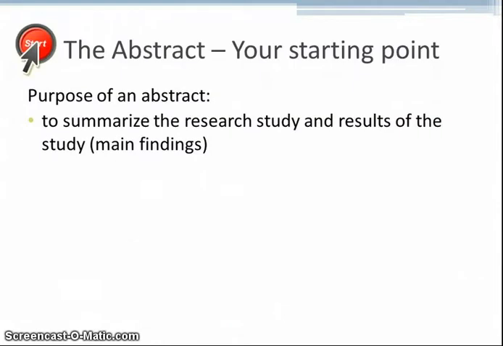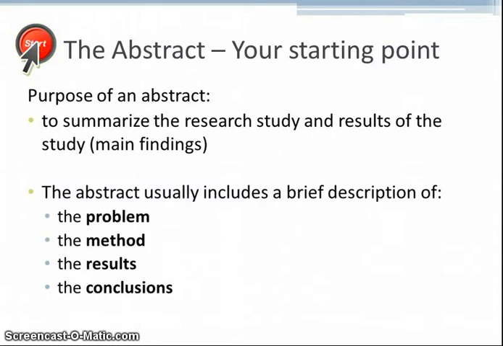So let's start with the abstract. It is your starting point. The purpose of the abstract is to summarize the research study and the results of the study. And the reason it's there is because we're very busy people, and we don't have time to read a whole article that can be 5, 50, 100, 200 pages. So after a writer writes an article, he sits down in one very short paragraph, and has to summarize the whole research so that we get a synopsis, a summary of the article before we even begin to read it. And then we can decide, is this something I want to read, or is this something I don't need to read?